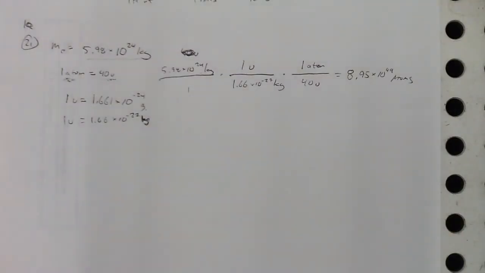And we'll check that against the book answers to make sure we didn't make any mistakes. And they did 9.0 instead of 8.95. That's fine.